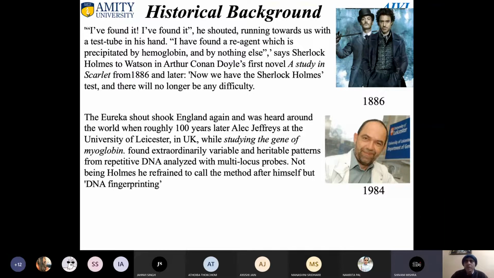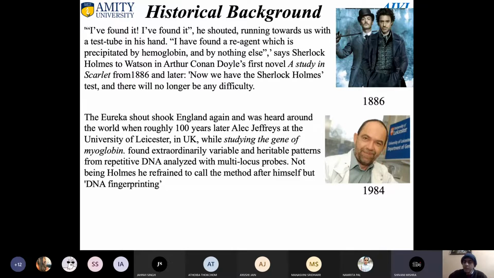So we are going to focus on what you can recognize. Simply, if variability is there, then you can recognize. If variability is not there, then you can't recognize. So we have to find certain things. What electrophoresis did, after 100 years of Sherlock's test, he found that variability, and that variability was there in this myoglobin gene that he found. And one more thing with this gene was that it is heritable also.